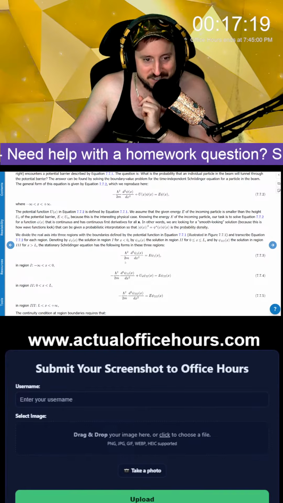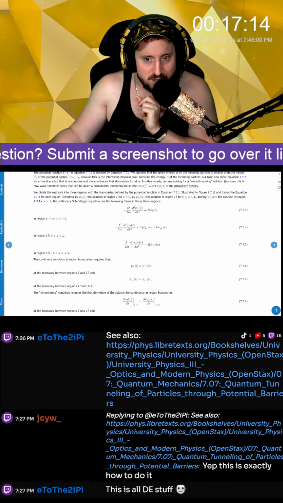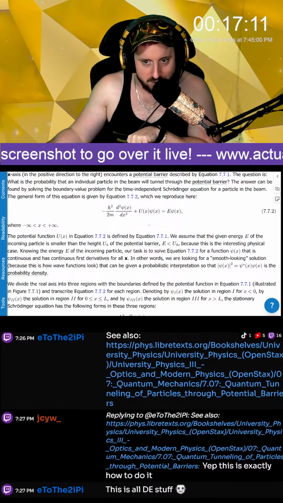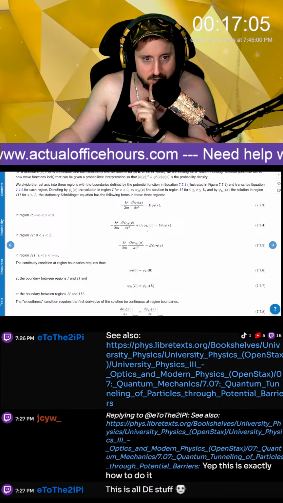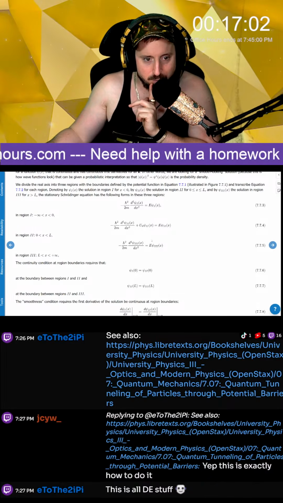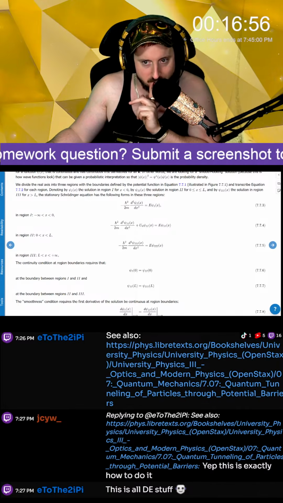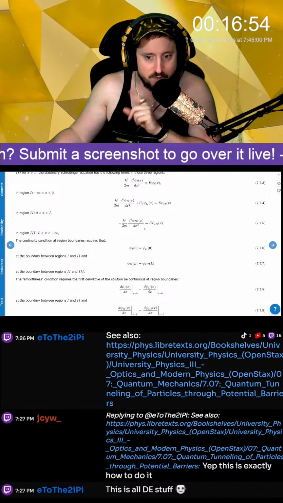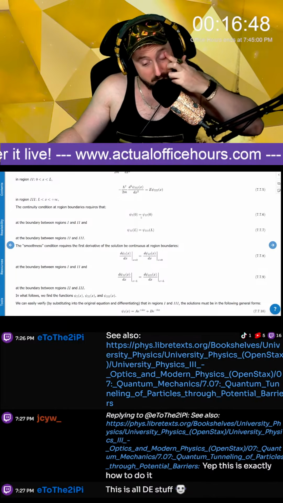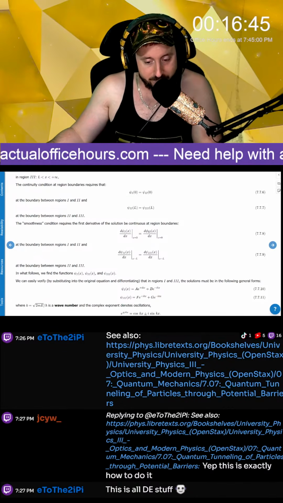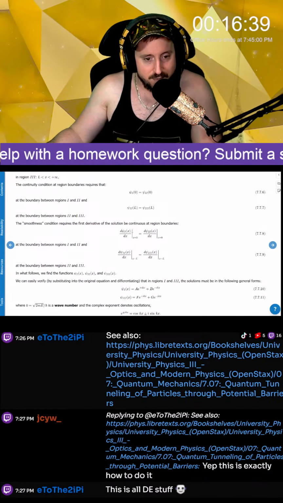This is all differential equations, yeah. Right, so you get 3 differential equations to solve here. This is the Schrodinger equation for the region before it hits, the region when it's in the tunnel, and the region when it's on the other end of the tunnel. And then you have continuity, right? The values of the wave function have to be the same at the boundaries, and also the derivatives have to be the same. I see.